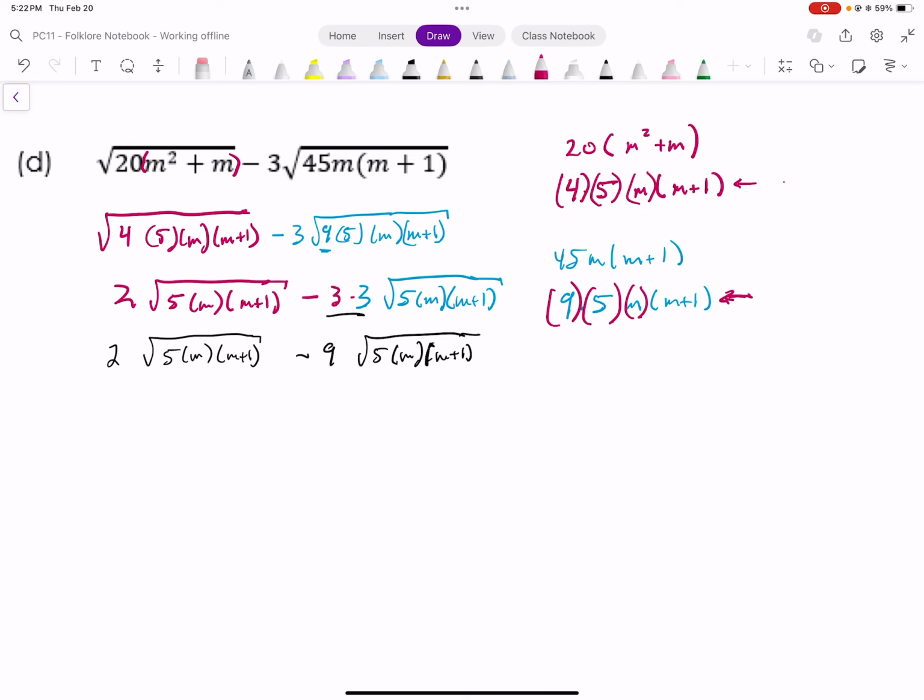So really, 2, the root of 5m times m plus 1 minus 9, the root of 5m times m minus 1 can be thought of as, let me look at my coefficients, and you can simplify it, and let's add a different word to this really nasty radical. You could just call it a banana. So 2 banana minus 9 banana is like -7. So we just really are doing simple subtraction with those coefficients, and that's your final result.